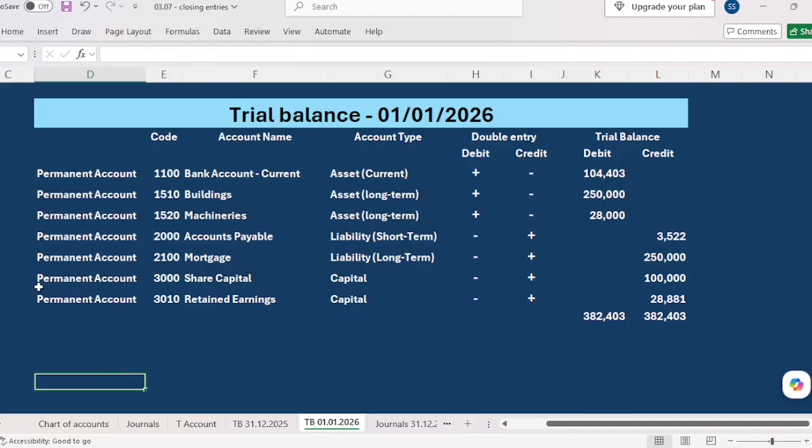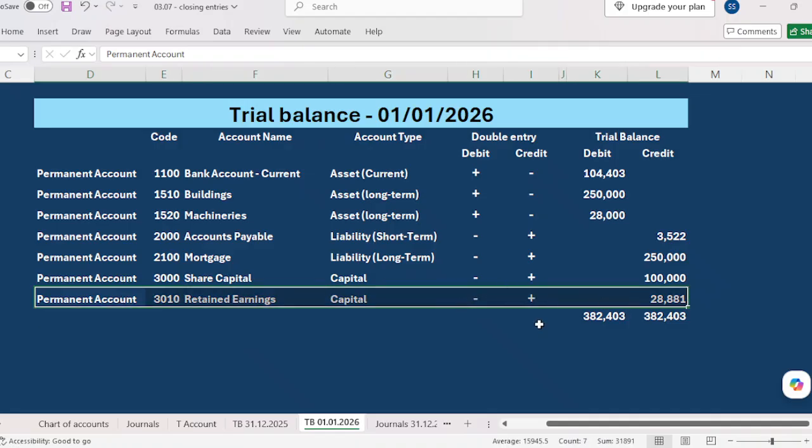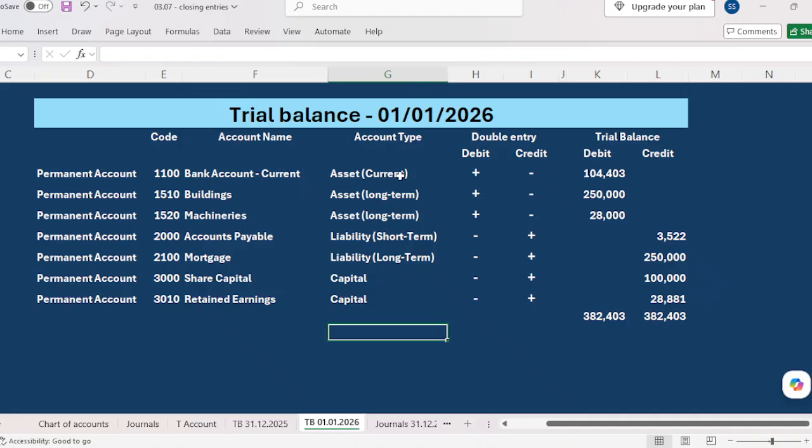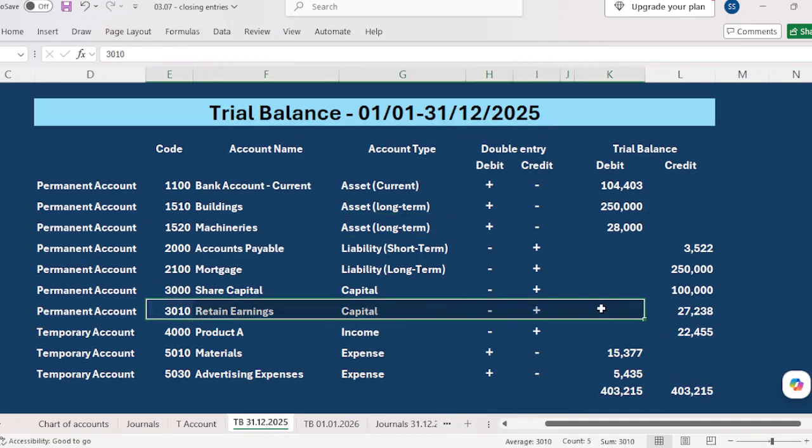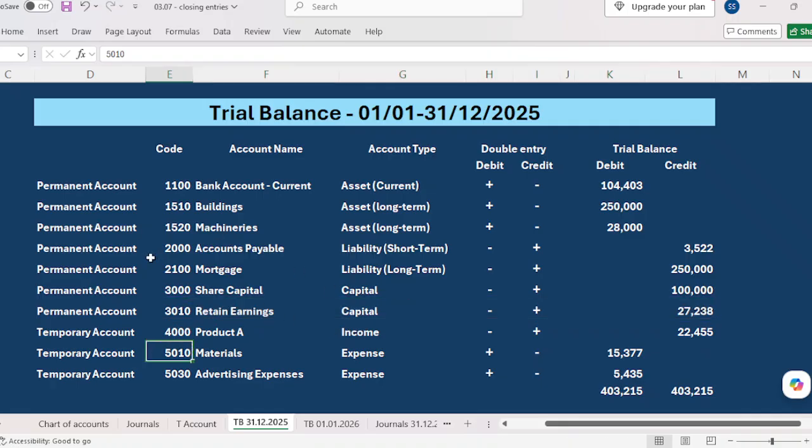However, what changed is the amount of retained earnings, which at the beginning of January is 28,881. Previously it was 27,238. So now what happened? At the end of the accounting period, the software prepared the closing entries. And when there are the closing entries, the temporary accounts are closed and the result is moved to the permanent accounts. The software creates one journal to close all the income, one journal to close all the cost. The result is going to the permanent account.